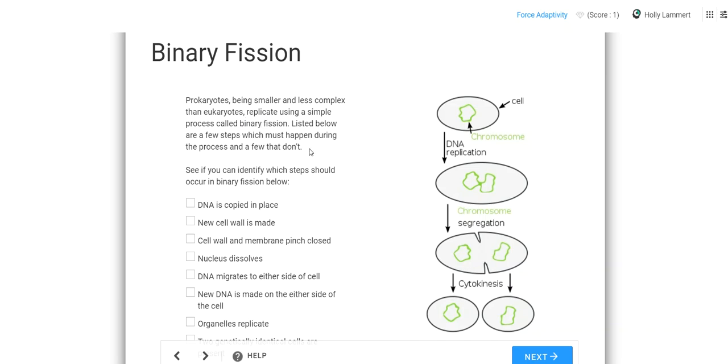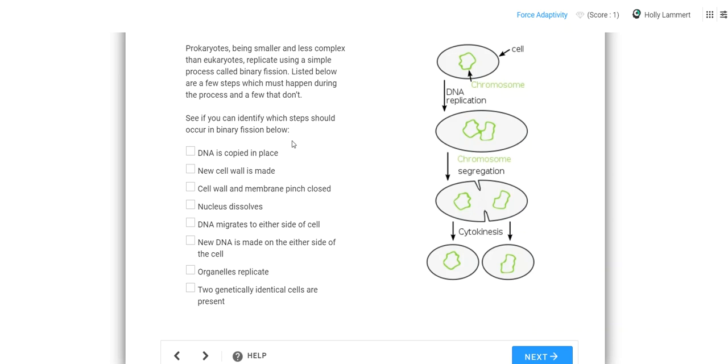Listed below are a few steps which must happen during the process and a few that don't. See if you can identify which steps should occur in binary fission below. So if we take a look to the right, we have a cell, has its circular chromosome, and then it gets replicated, and now it has two circular chromosomes. And then the chromosomes are put to the opposite side of the cell, and then under cytokinesis, we have two different cells. So which of these is correct?